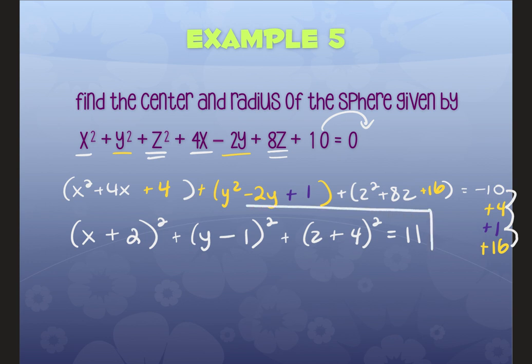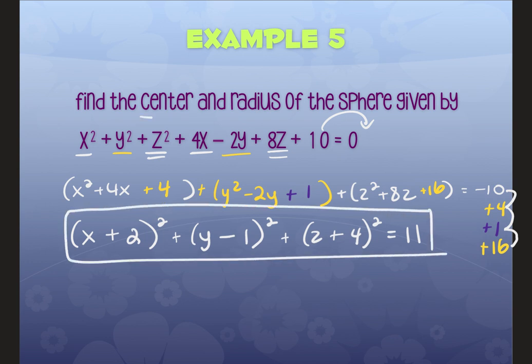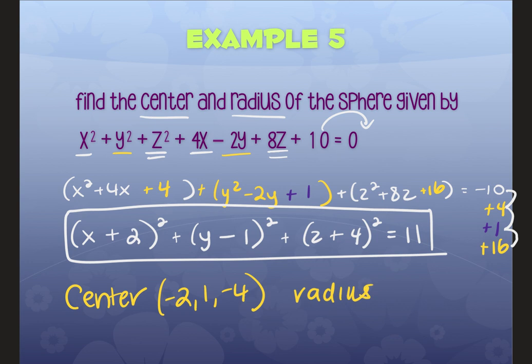And there's your full equation, but it says find the center and the radius. So for the center, we change the signs of each term after each letter. So negative 2, 1, negative 4 is my center, and the radius is the square root of 11.